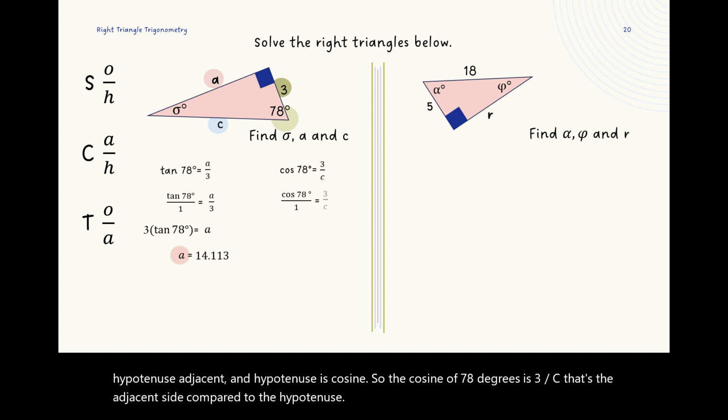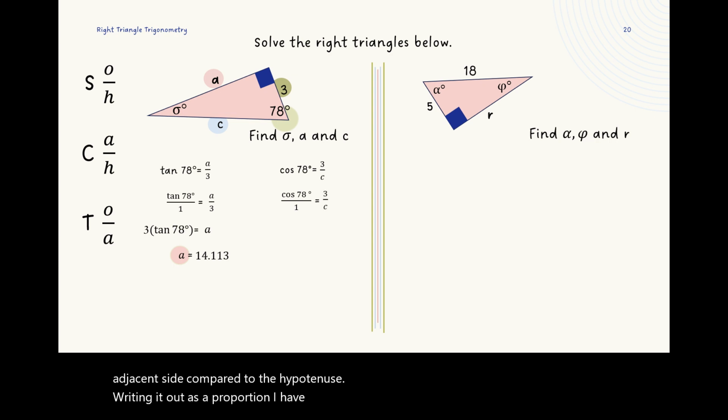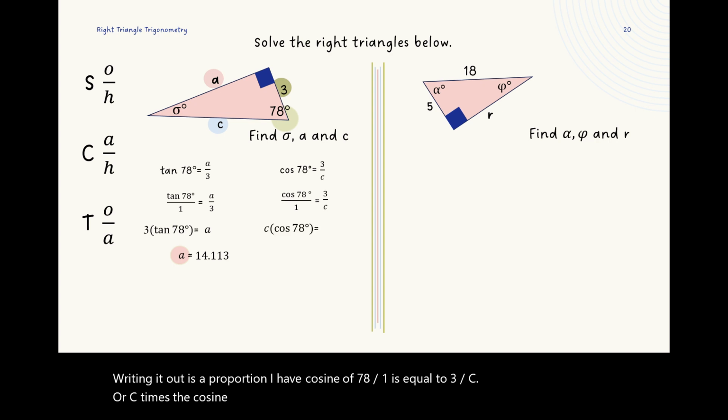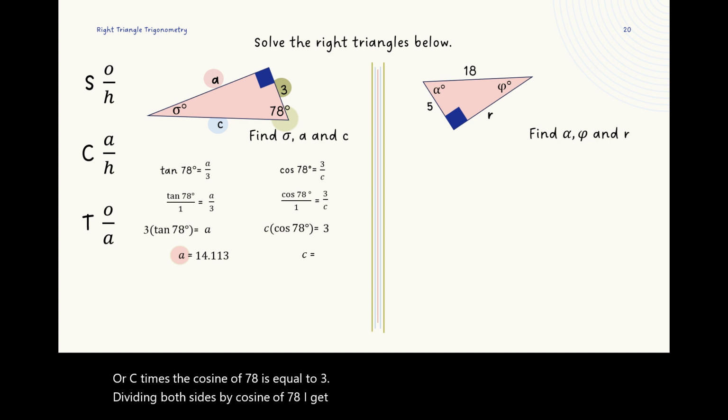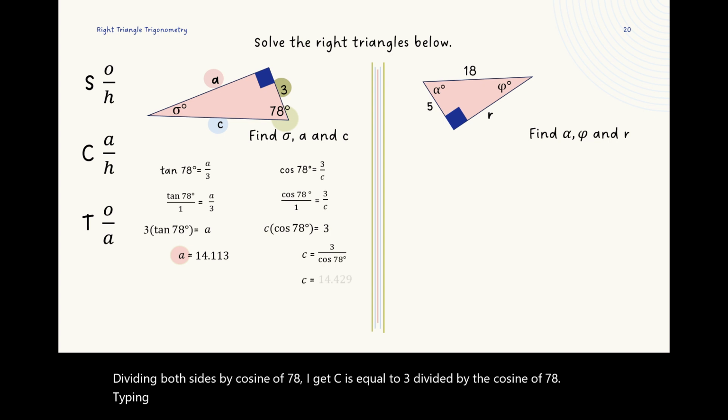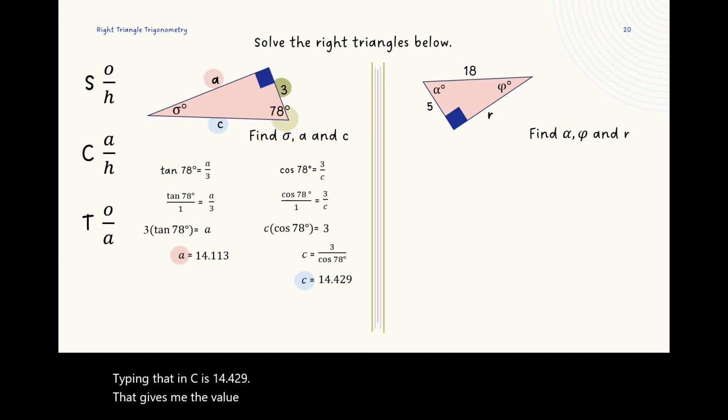Writing it out as a proportion, I have cosine of 78 over 1 is equal to 3 over C, or C times the cosine of 78 is equal to 3. Dividing both sides by cosine of 78, I get C is equal to 3 divided by the cosine of 78. Typing that in, C is 14.429. That gives me the value of the hypotenuse.